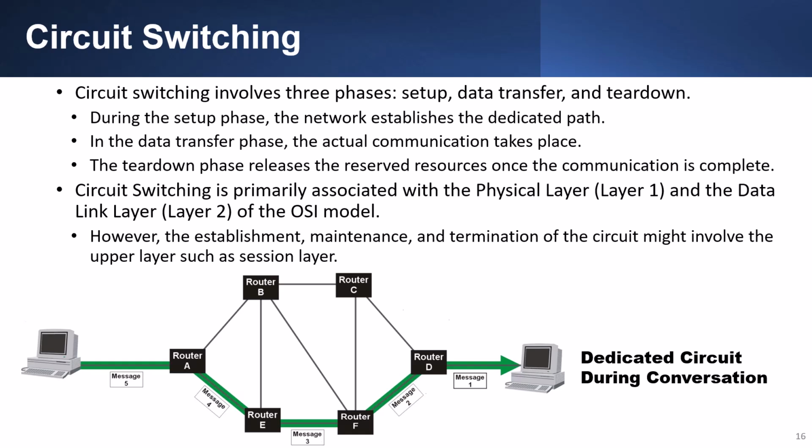Circuit switching is primarily associated with the physical layer, layer 1, and the data link layer, layer 2, of the OSI model. However, the establishment, maintenance, and termination of the circuit might involve an upper layer, such as the session layer.